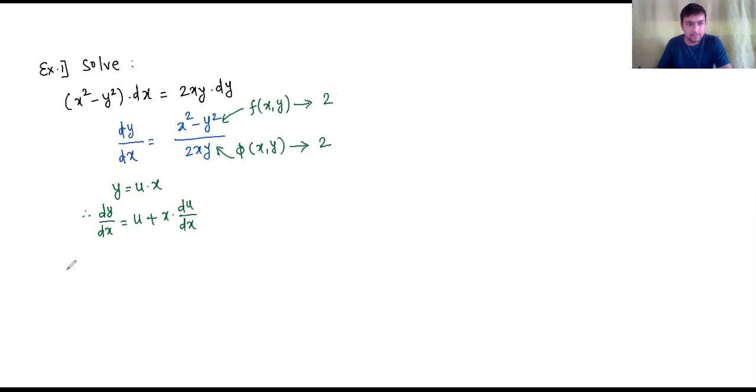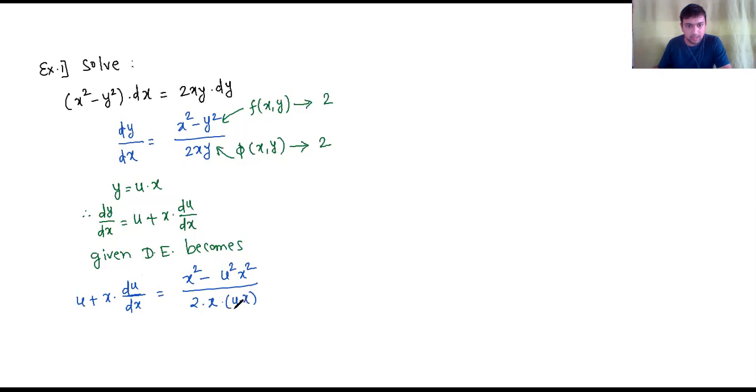So let us put this. The given differential equation becomes, let us see, dy by dx, so u plus x into du upon dx, which is equal to x square minus y square, which is u square x square upon 2 into x into, what is y? u into x.